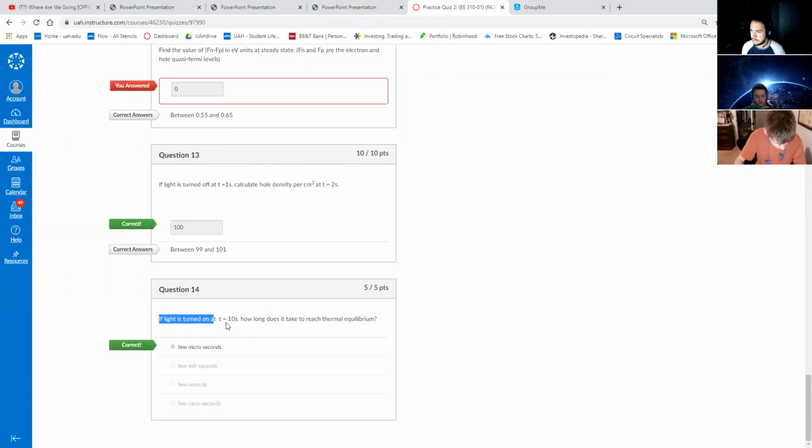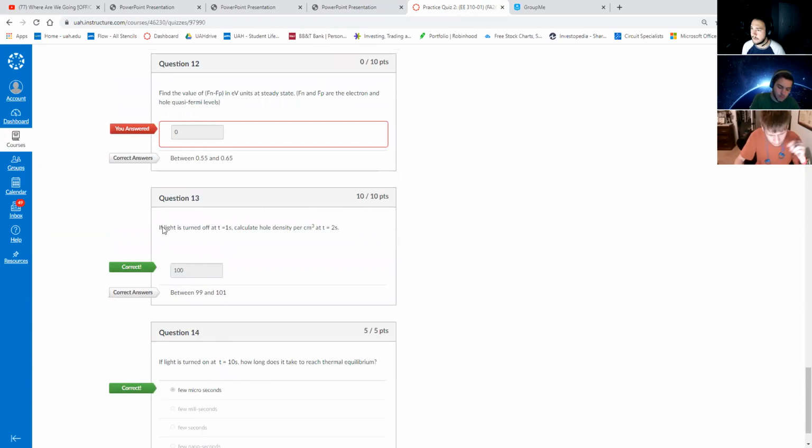If the light is turned on at t equals 10 seconds, how long does it take to reach thermal equilibrium? It takes a few microseconds for anything to react. In these types of questions, if you're ever asked how long it takes for something to reach equilibrium, it's always going to be in the microsecond range. Milliseconds is far too long, seconds is way too long, and nanoseconds is still a little quick. He said that in, I think, our 6th lecture: everything's going to be on the microsecond scale. And then right here is another quick theory one.